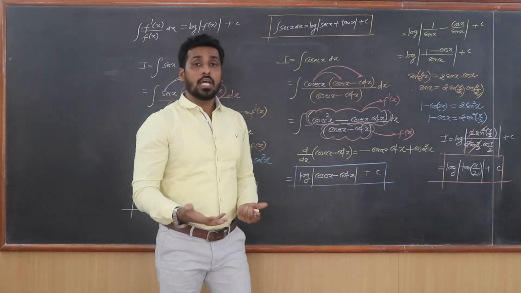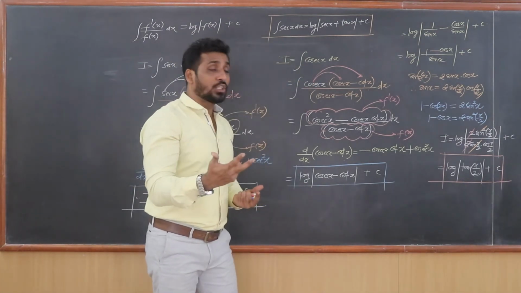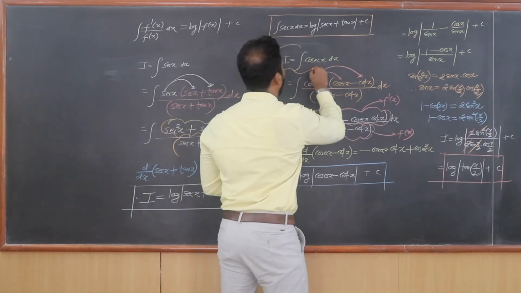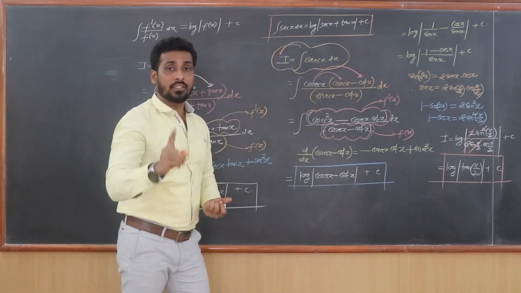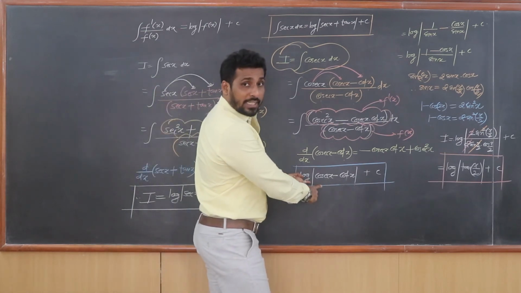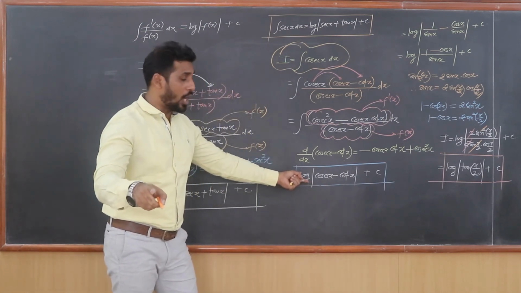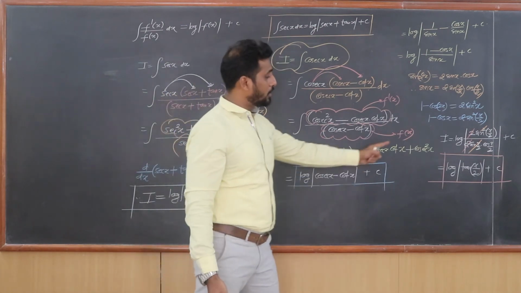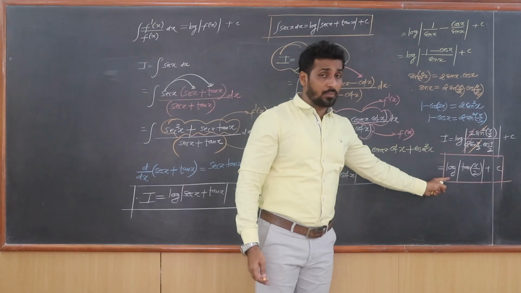So students, I've got two different answers for integration of cosec x. I've got two answers for integration of cosec x. The first answer is log of cosec x minus cot x. Make sure you are noting them down. Log of cosec x minus cot x. And the other answer is log of tan x by 2.